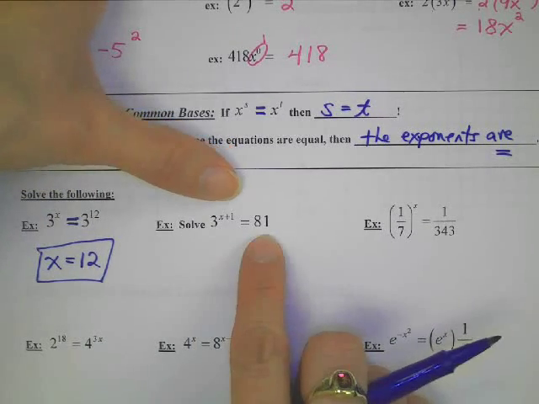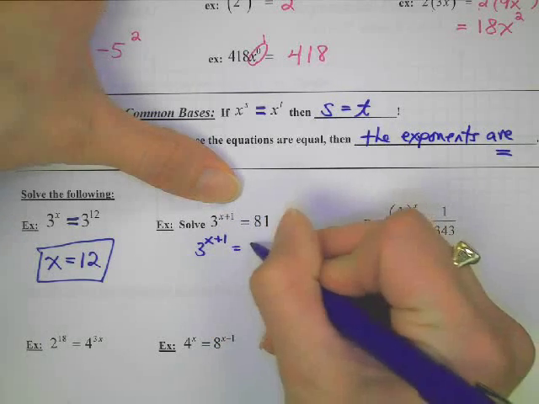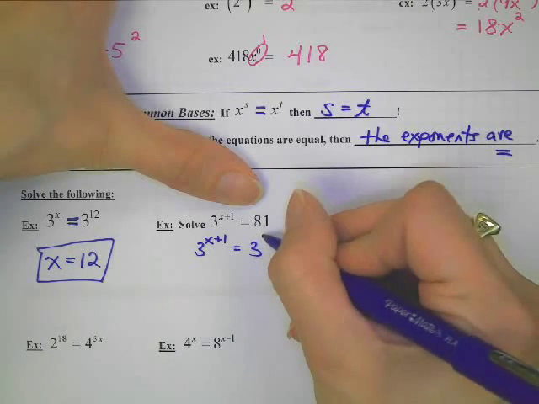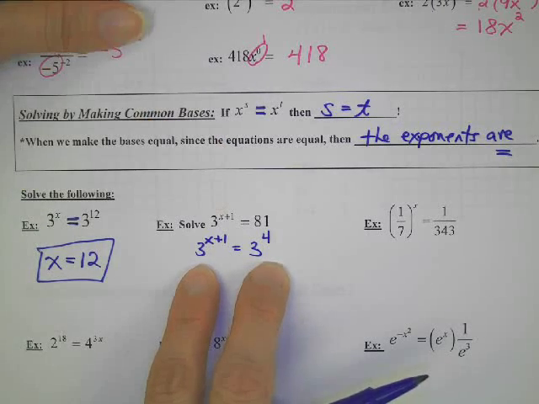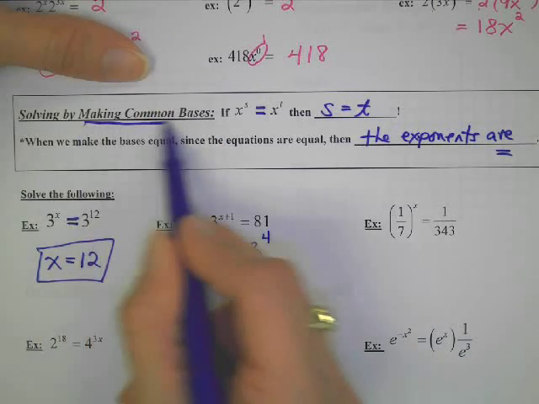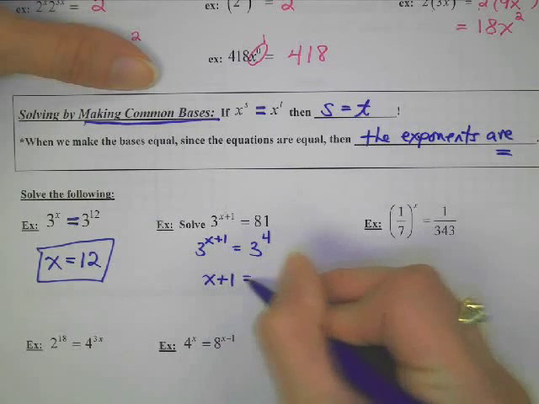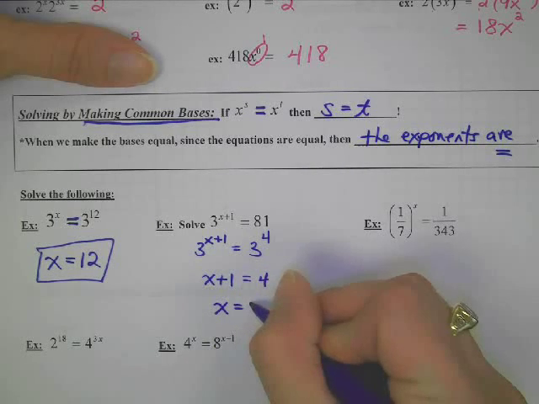Here we also have bases of 3, but we're going to have to do a little work on the right side first. I have to think of 81 in terms of 3 to the power of 4. Now they're both bases of 3. Okay, again, we're making common bases. That means that the exponent on the left equals the exponent on the right. So x equals 3.